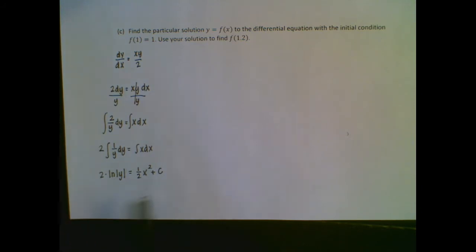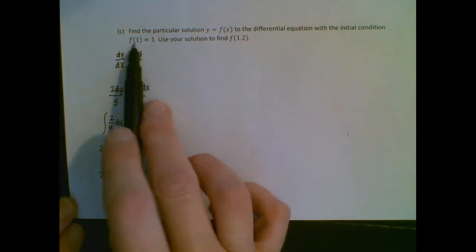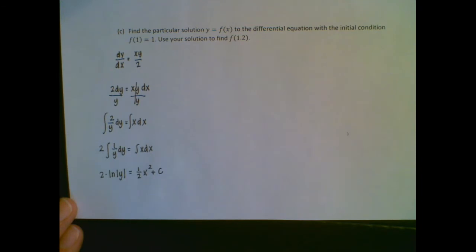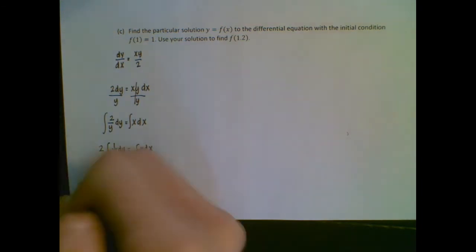And at this point, we said that if you wanted to go ahead and get rid of the 2, you could. Like I did in the last problem, I did get rid of that constant that was in front, but it's really up to you what you want to do. I think in class, we actually went straight to our initial condition, f of 1 is equal to 1. So I'm going to go ahead and do that.